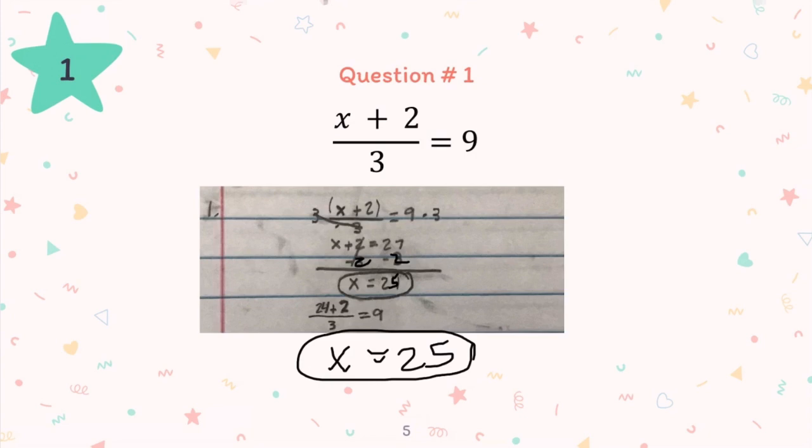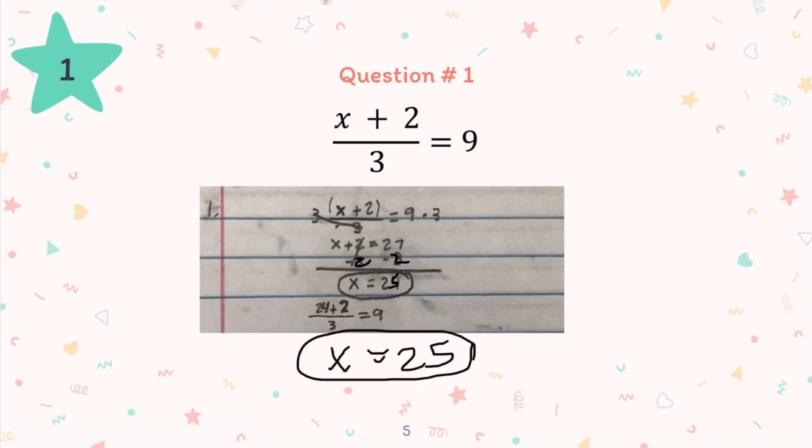So for this problem, the equation is (x + 2) / 3 = 9. To get x + 2 by itself, we need to multiply by 3. So 3 times 3 cancel each other. Now we do the same thing on the other side: 9 times 3 equals 27. So now we know x + 2 equals 27.